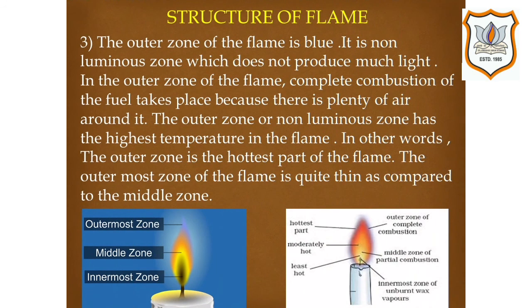Now the third zone is the outer zone. The outer zone of a flame is blue. It is non-luminous, which does not produce much light. In the outer zone of a flame, complete combustion of the fuel takes place because there is plenty of air around it. The outermost zone or non-luminous zone has the highest temperature in the flame. In other words, it is the hottest part of the flame. The outermost zone of a flame is quite thin as compared to the middle zone.